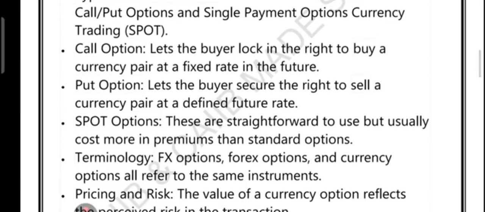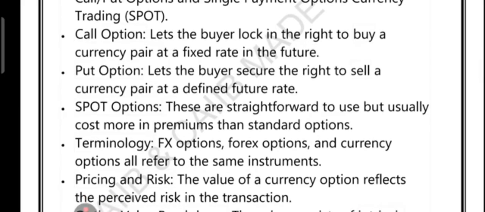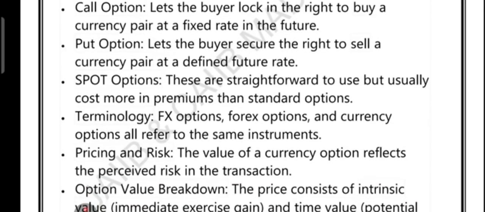In the call option, basically, the right to buy a currency pair later, and the put option is the right to sell a currency pair later. There is also a spot option, which is simpler to use, but you pay a higher upfront cost, which is called the premium. So whenever you hear FX option, forex option, currency option, they all mean the same thing.